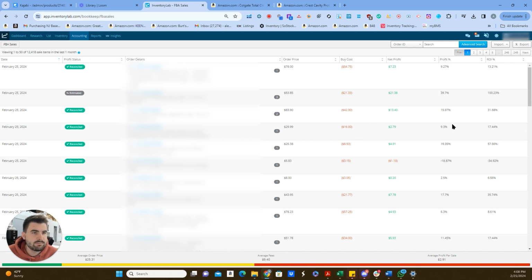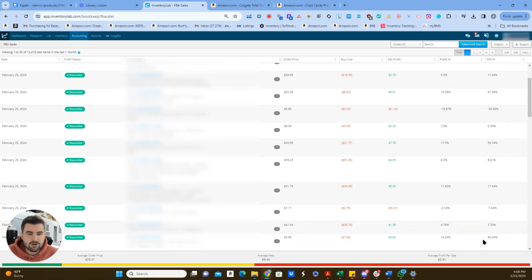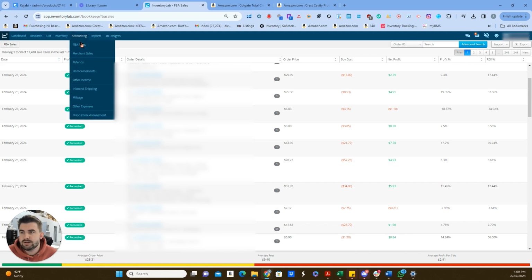So now it's showing us our profit percentage, which is our margin, and our ROI. It's also on the bottom here showing our average profit per sale, which is $2.91, our average fee, our average order price. All good metrics to understand in your business.